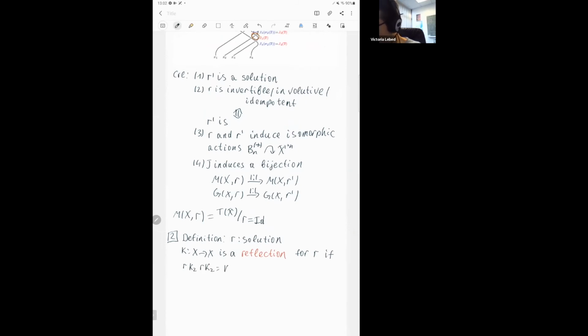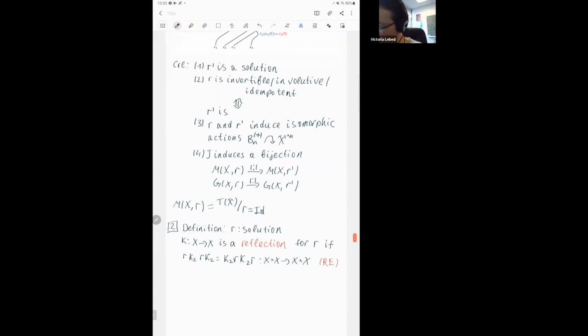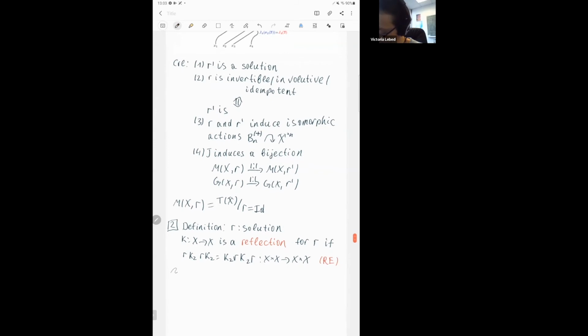R K2 equals K2 R. So all the things are maps from X times X to X times X. R is a map which goes from X times X to itself, so it's clear. And K2 means that you apply the map K only to the second component of it. There is a kind of a strange commutativity relation, which is called the reflection equation. And I will write RE for the reflection equation, and it comes independently from two domains. First of all, from physics.